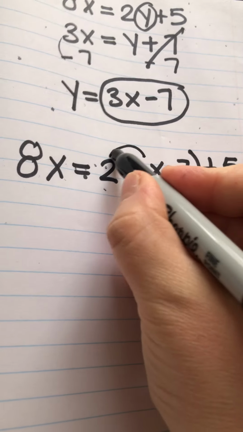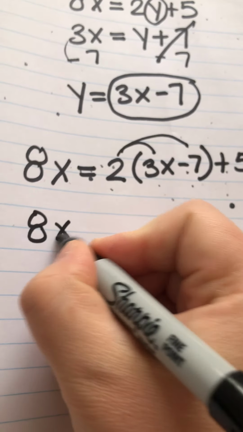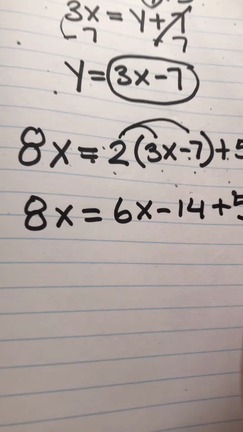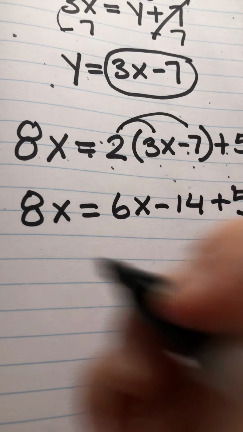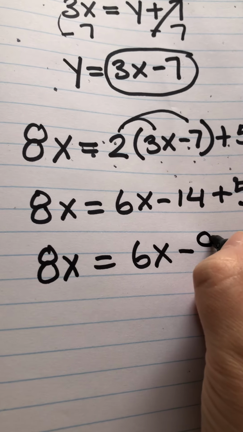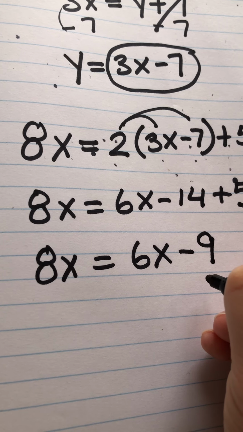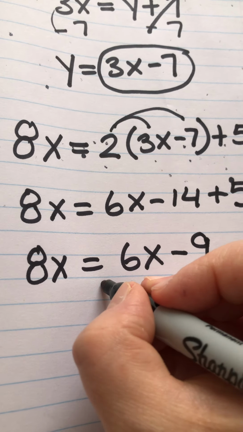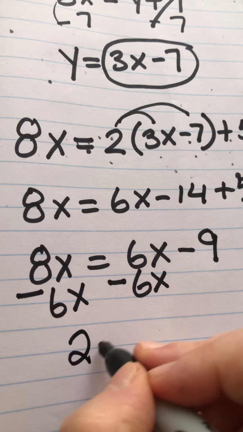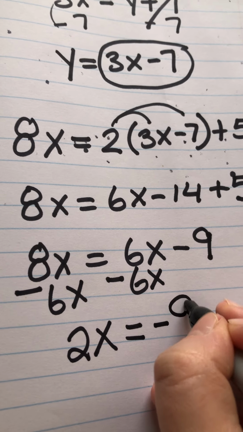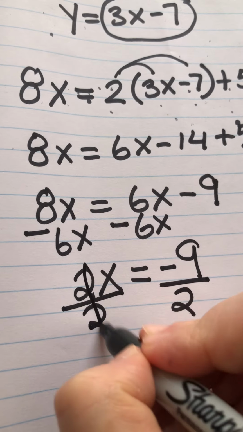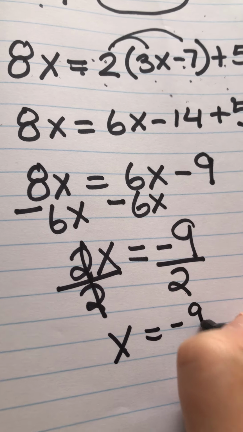So the first thing I'm going to do is distribute. I'll get 8x equals 6x minus 14 plus 5. I'll combine my like terms. So I'll get 8x is equal to 6x minus 9. I'll go ahead and move over my x so I can get all my x's on the same side. And I'll get 2x is equal to negative 9. And then I'll divide by 2. So it looks like my x value is negative 9 over 2.